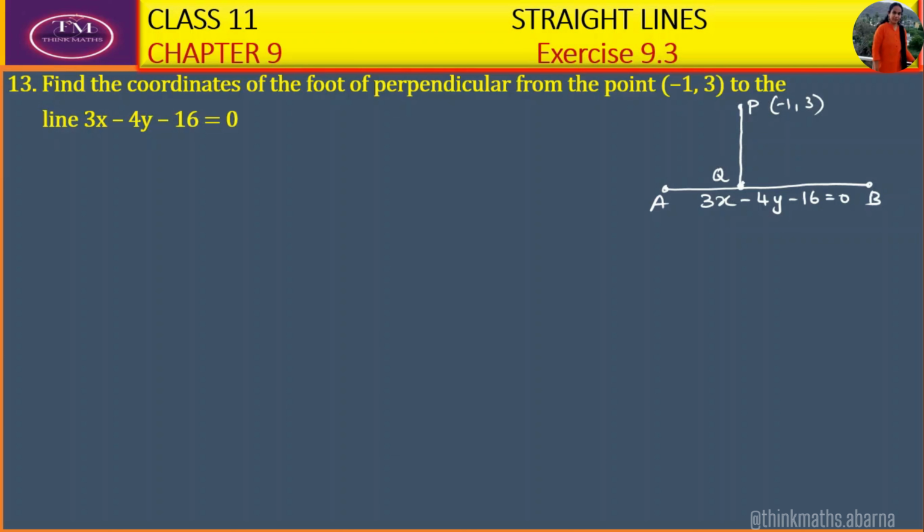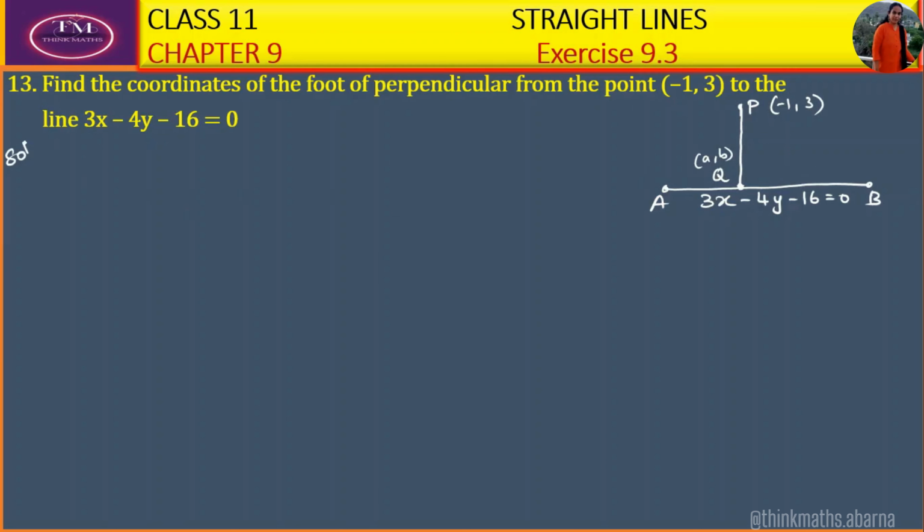So let Q be some A comma B. We have to find out the value of A and B. How to find out? If we keep this Q as A comma B, we can find out the slope of PQ. And from the equation of AB, we can find out the slope of AB. We know that the product of their slopes is equal to minus 1. We will get an equation. Then this A comma B lies on AB. So if we substitute A comma B in this equation, we will get another equation. So solving the equations, we can find out the value of A and B. That is the procedure.